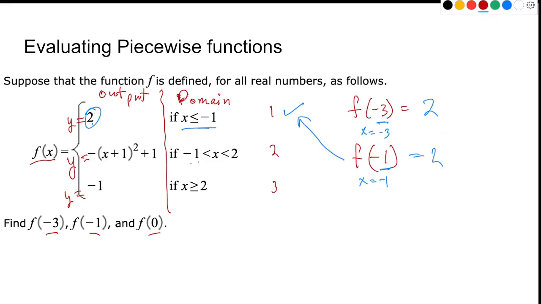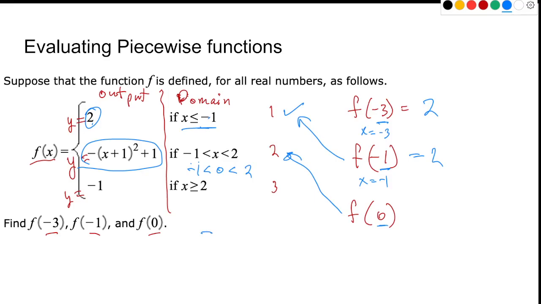Finally, I come to the last one, f of 0. And again, I look at the x value being 0, which domain? Well, I don't use the first one anymore because 0 is not less than or equal to -1. But here, between -1 and 2, 0 is right in the middle. This is a true statement now. So for this one, I use number 2. And so for doing that, I need to plug this in. So I need to put in 0 for this statement.